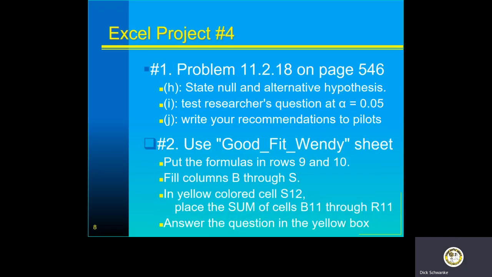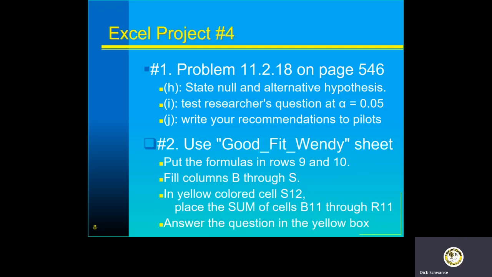So what we want to take a look at then is our 4th Excel project. We've got a couple different problems with this one. The first problem is 11.2.18 on page 546. You're really only doing a couple of parts, which is you're going to test the researcher's question at the alpha equals 0.05. And it has to do with airplanes and whether you should let the propeller windmill or whether you should keep it locked down if you lose engine power.